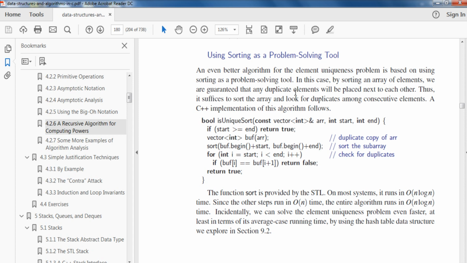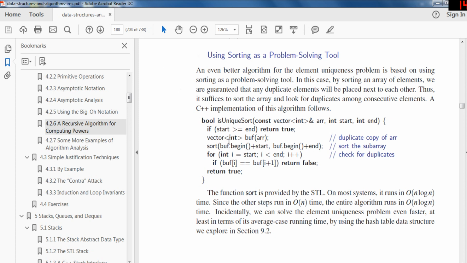So let's talk about using sorting as a problem solving tool. An even better algorithm for the element uniqueness problem is based on using sorting as a problem solving tool. By sorting the elements, we can guarantee that any duplicate elements will be placed next to each other. Thus, when you sort the array and look for duplicates among the consecutive elements, this is what happens. Look what happens, it makes it more efficient.